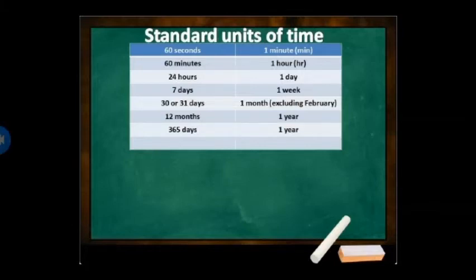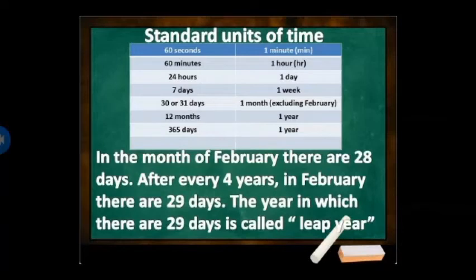30 or 31 days is 1 month, excluding February, because in the month of February you have 28 days. Then 12 months is equal to 1 year, and 365 days is equal to 1 year. Now in the month of February there are 28 days, and after 4 years in February there are 29 days. So the year in which there are 29 days is called a leap year.